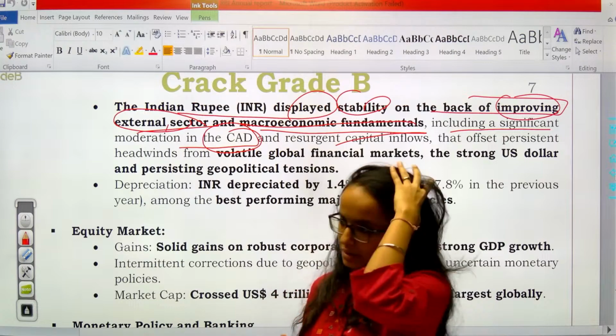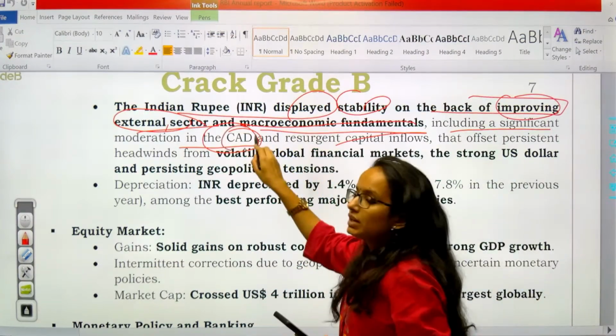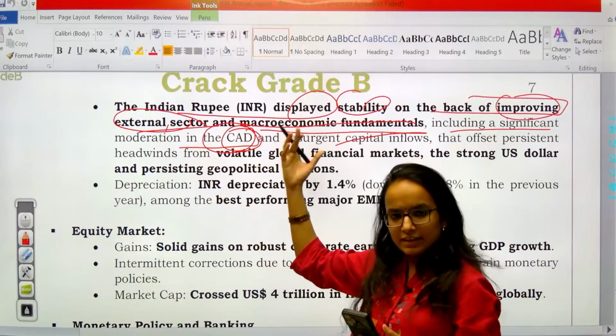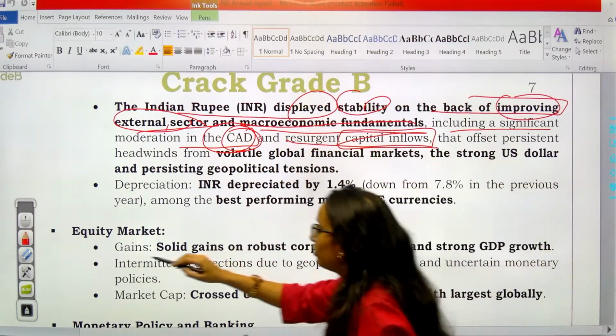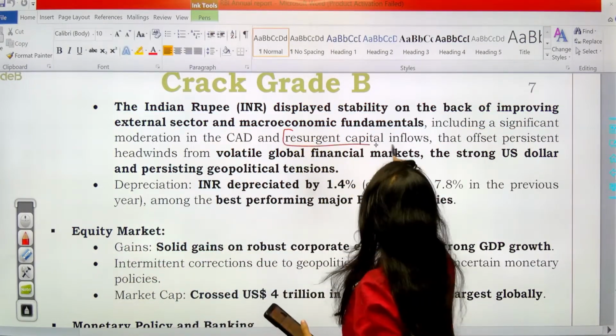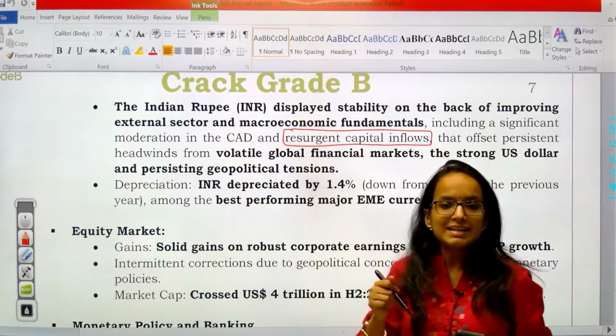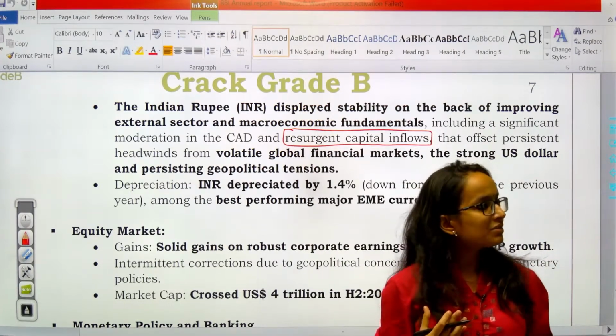Clear? Okay. Now, this is one of the reasons. I have told you about CAD in detail in earlier classes as well. And resurgent capital inflows, as you all know. India has been attracting foreign investments, foreign capital as well.